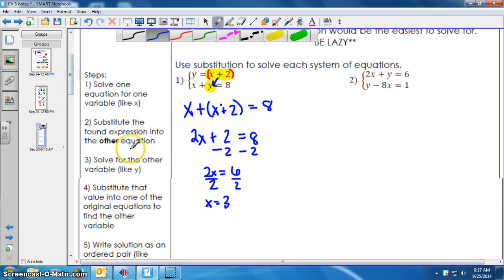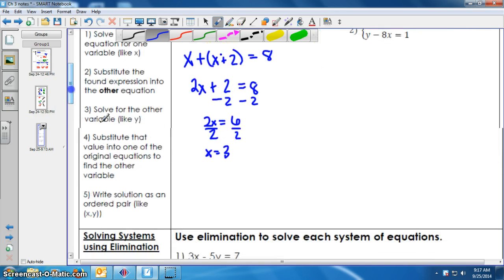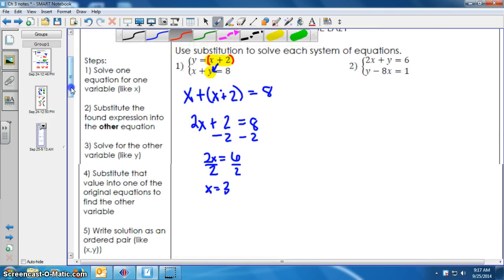If you look at your steps over here, substitute it in, solve for the variable, which we did was x this time. Now we substitute that value into the original equation. So we're at step 4. We're going to pick an equation up here. Let's just pick that top one. It doesn't matter which one you choose, but use an original one. And we have 3 plus y equals... So now that we know that x is 3, we're plugging it in up here. And now we can solve for y.